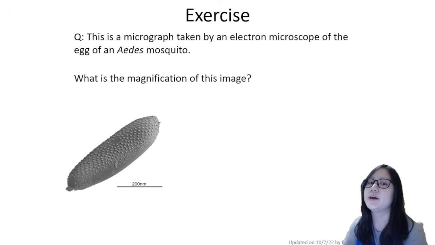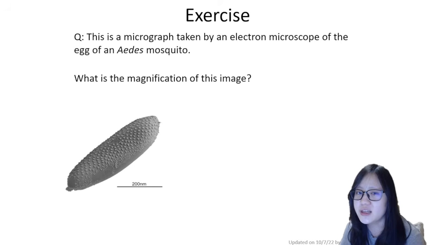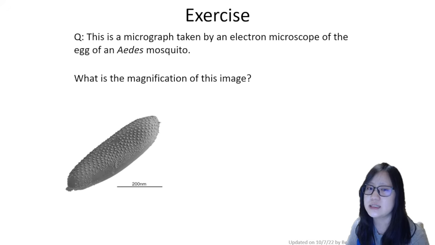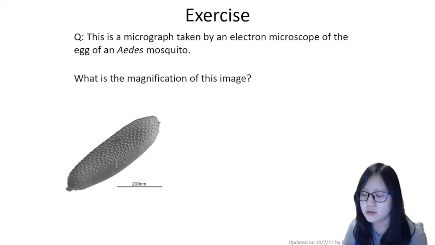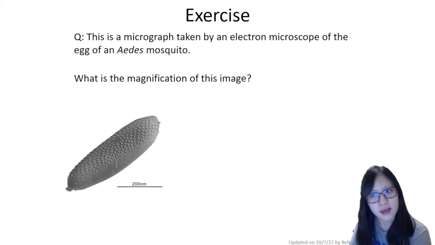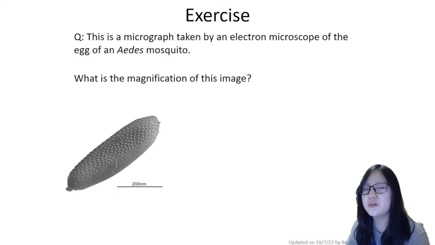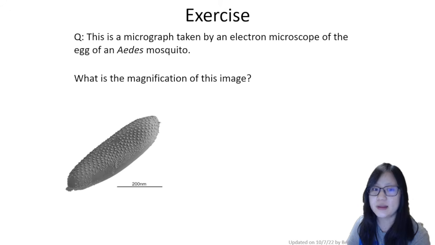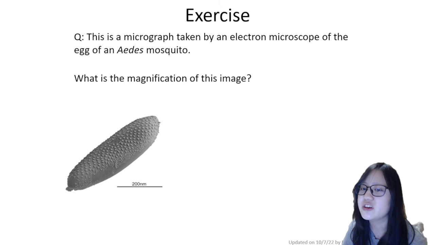Let's try this one. This is a micrograph taken by an electron microscope of an egg of an Aedes mosquito. Aedes is a species of mosquito that can cause a disease called dengue. It is very prevalent in tropical regions like Malaysia, where I'm from. But anyways, what is the magnification of the image?